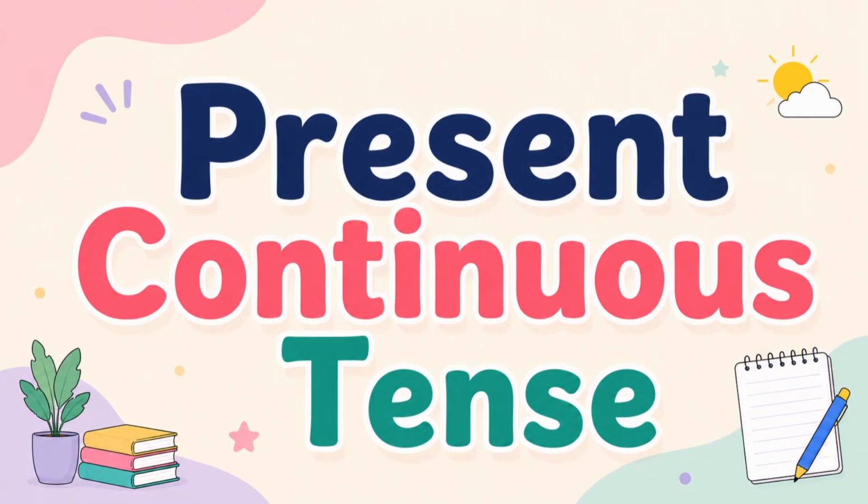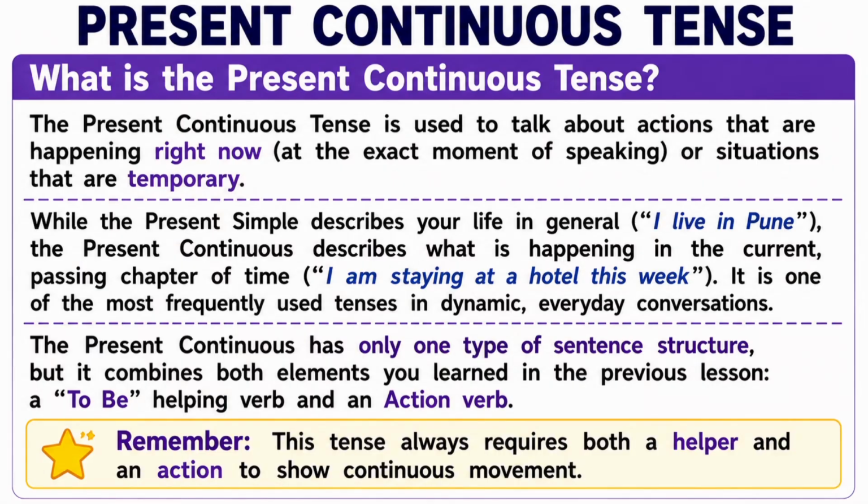Now let's begin learning the present continuous tense. The present continuous tense is used to talk about actions that are happening right now, at the exact moment of speaking, or situations that are temporary. The present simple describes your life in general.